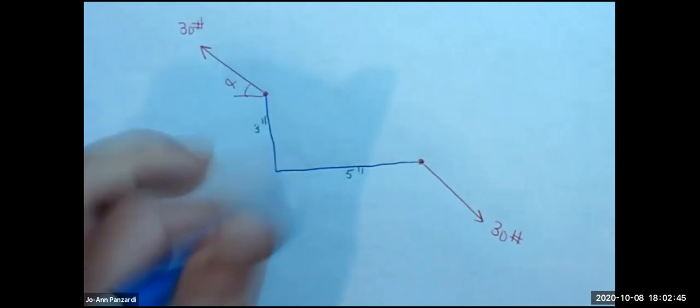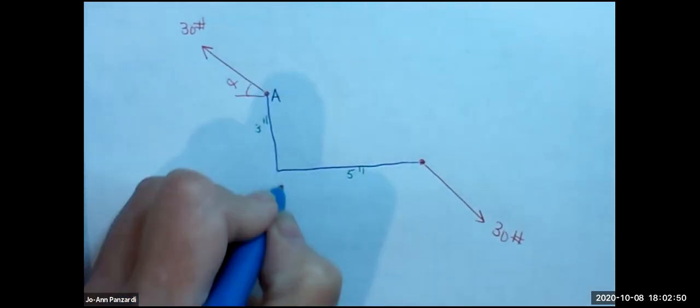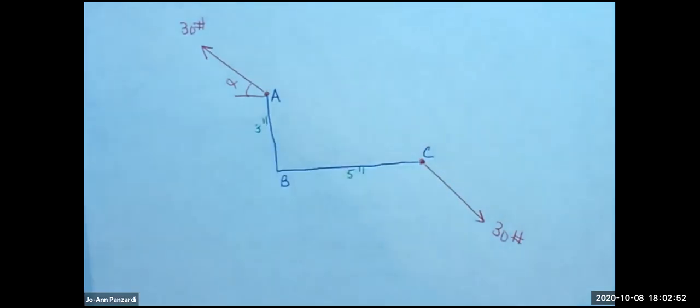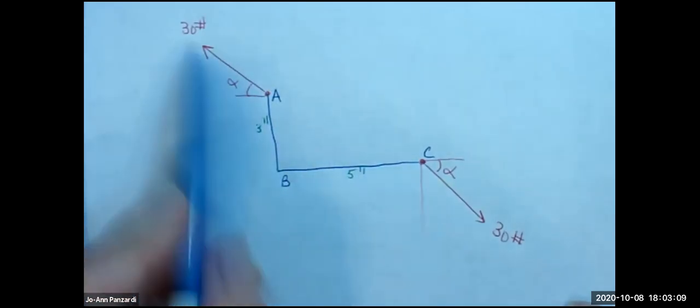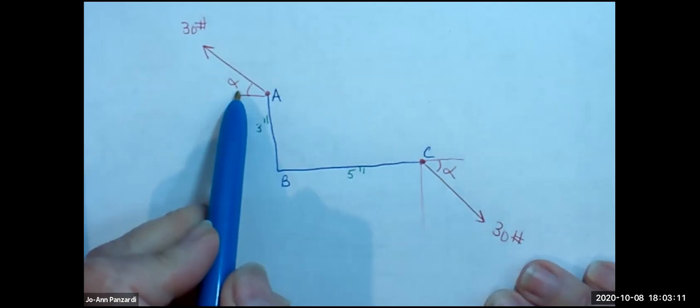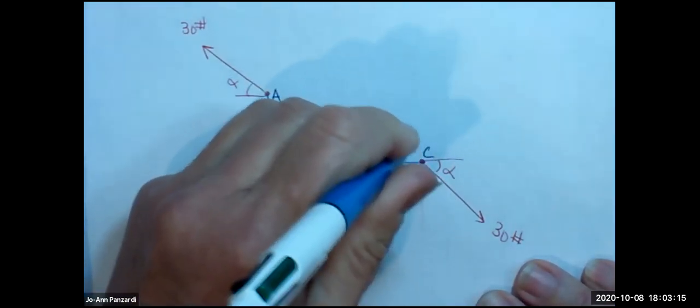Okay, so I have this bracket here, right? It goes from A, B to C. And let's put the angle here. So these are both 30 pounds and they're both off at an angle. And they're off at the same angle. So I could go like this.